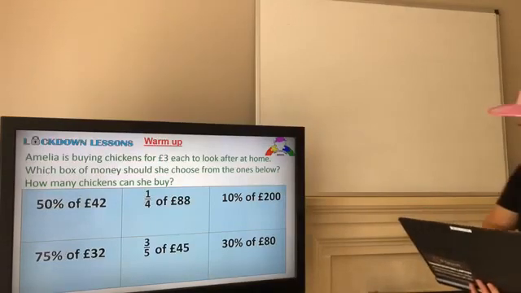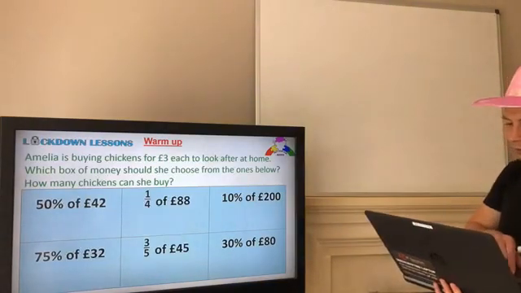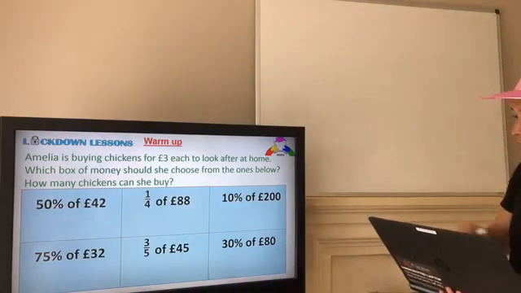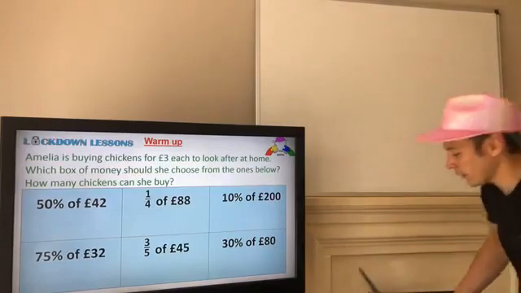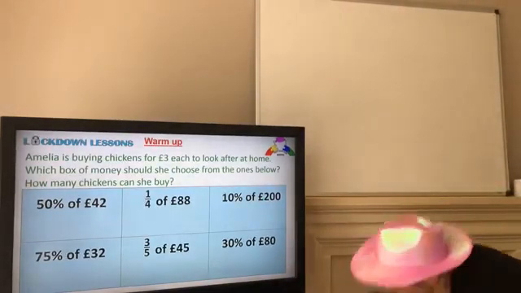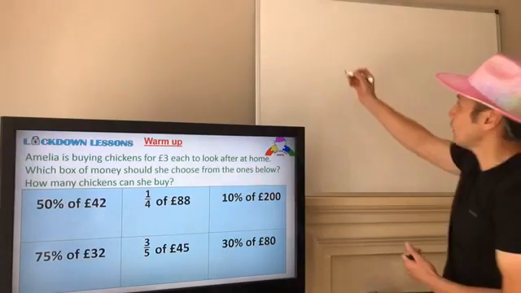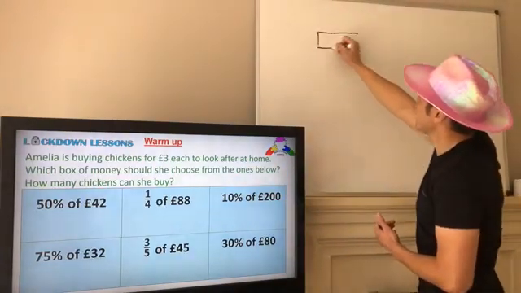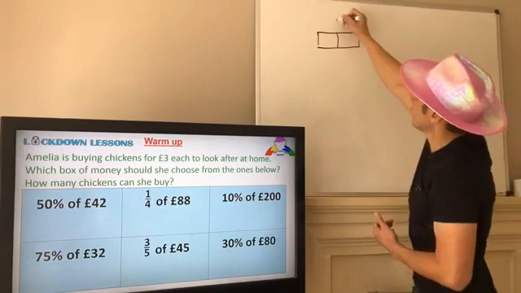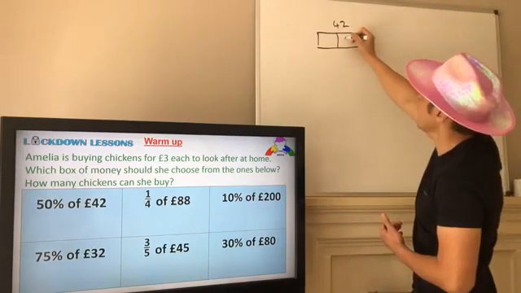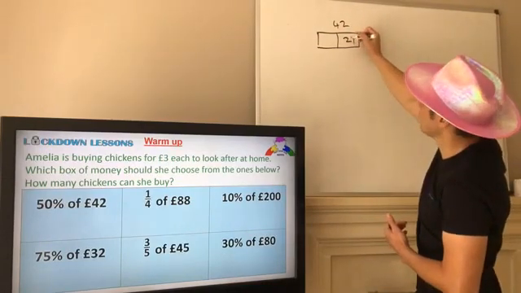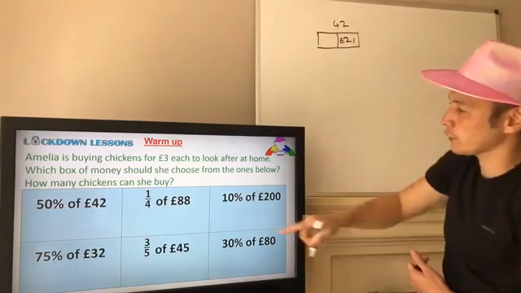Got the best one? 30% of 80 from George, saying that's the best one. 3/5 of 45. Okay, two different answers there, aren't they? Right, let's have a look and see what the answer is. First one, 50% of 42. Remember, 50% is going to be half of it. So if this is 42, 50% will be £21. So that's your first one there.